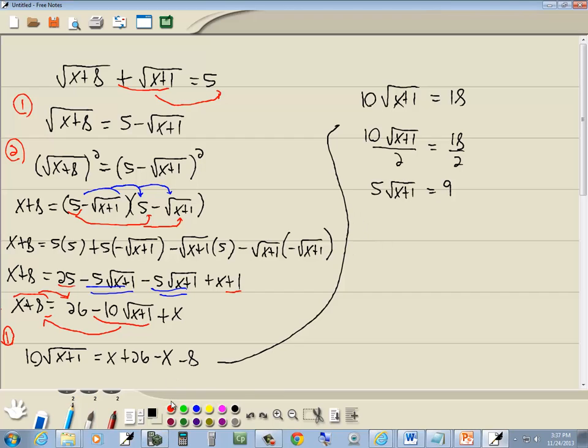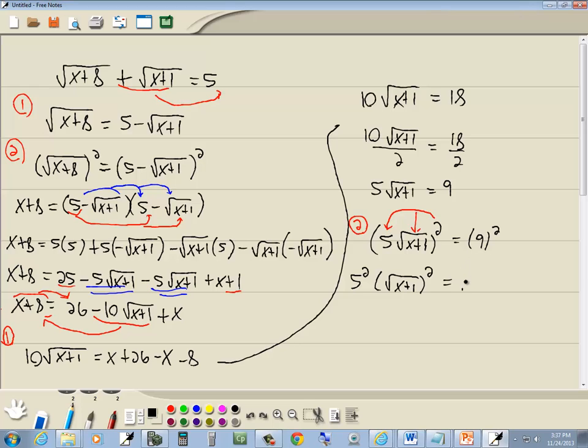Okay, let's go on to step 2 now. Step 2 says raise both sides to a power equal to the index. This is a square root, so we'll square both sides. So we've got 5 square root of x plus 1 squared equals 9 squared. Now, when everything inside your parentheses is multiplication and division, you're raising it to a power, you can take everything to that power. So we're going to take the 5 to the second power and the square root of x plus 1 to the second power. So we've got 5 squared and square root of x plus 1 squared.